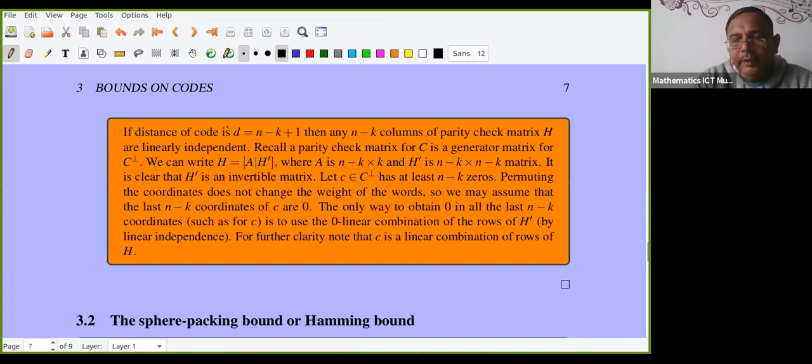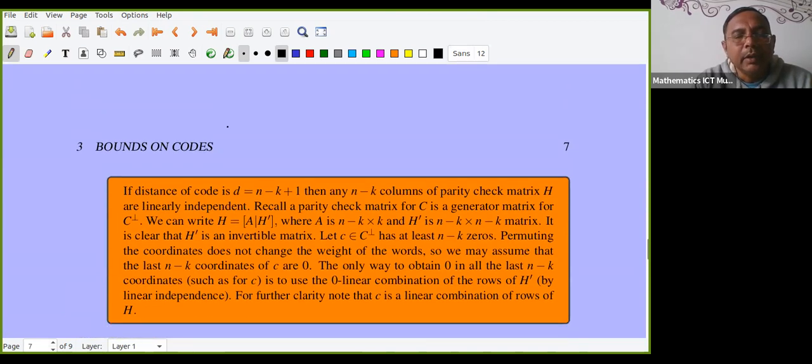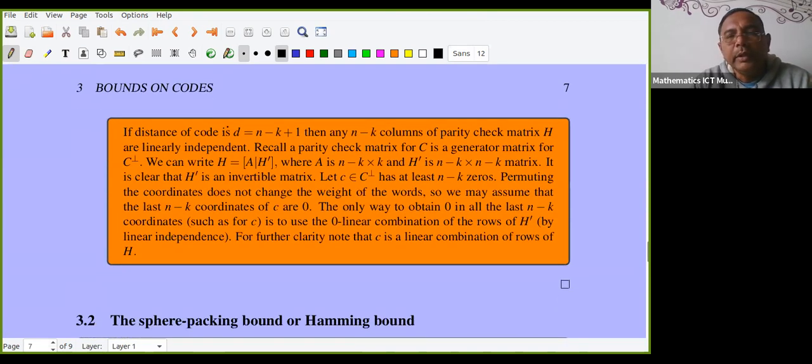I'm sorry, but there is a problem with the internet connection. If the distance of the code is n minus k plus 1, the parity check matrix has any n minus k columns linearly independent, right? Recall the parity check matrix for C is a generator matrix for C perp, right? So now we can check that we can write H equal to A times H dash, where H dash is n minus k cross n minus k.